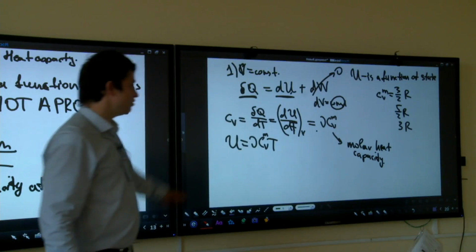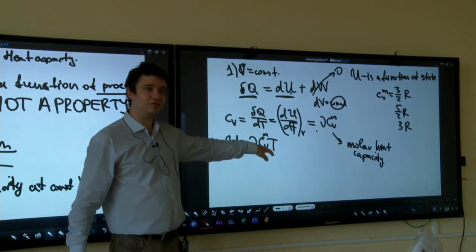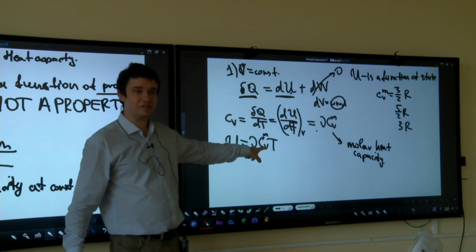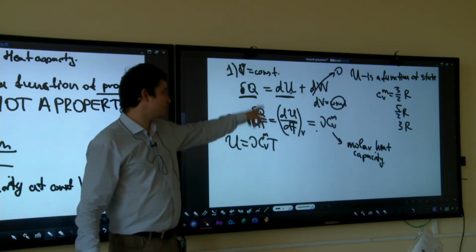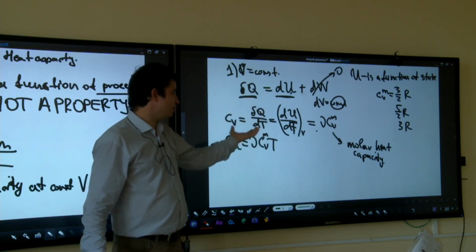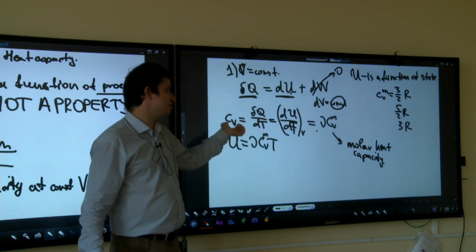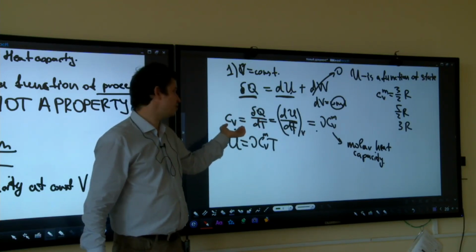Okay, so now you understand why this equation, the caloric equation of state for the ideal gas, contains this molar heat capacity at constant volume. Because if you consider this process, what you obtain by dividing delta Q over dT is exactly the heat capacity at constant volume.